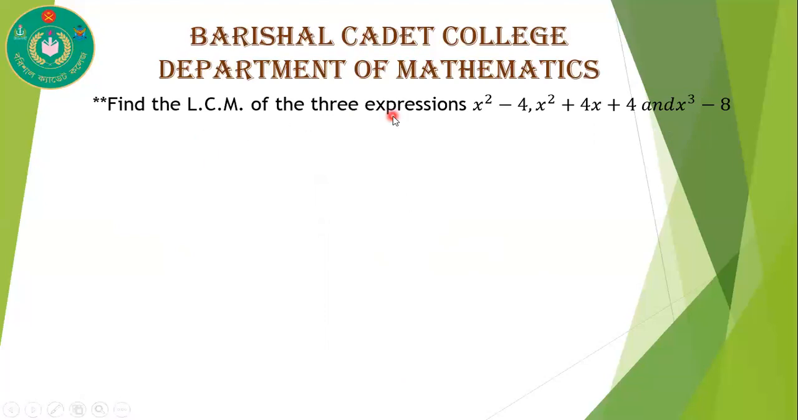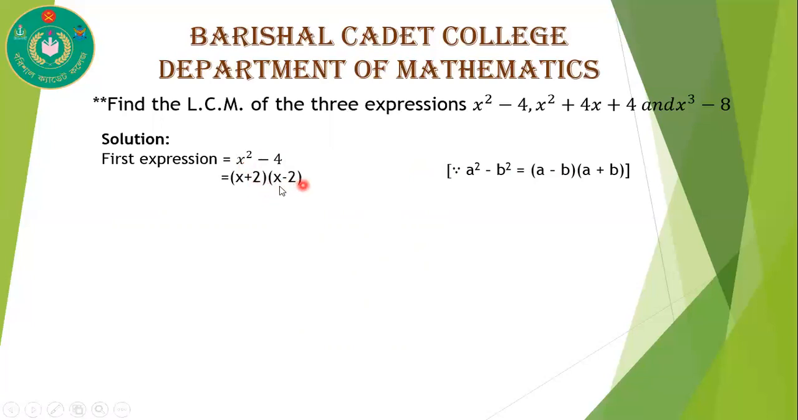Find the LCM of the three expressions, x square minus 4, x square plus 4x plus 4, and x cubed minus 8. Solution. The first expression, x square minus 4. Here we can write x square minus 2 square. We compare this expression with a square minus b square. Then we can write a plus b into a minus b. Then we can write x plus 2 into x minus 2.